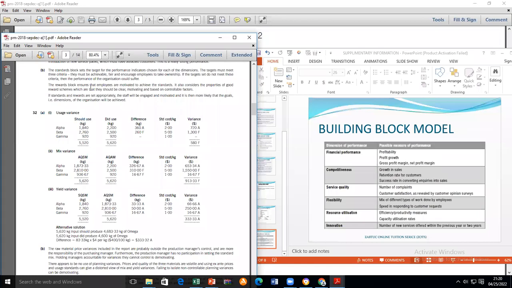The reward block ensures that employees are motivated to achieve the standards. It also considers the properties of good reward schemes, which are that they should be clear, motivating, and based on controllable factors. If standards and rewards are set appropriately, the staff will be engaged and motivated, and it is then more likely that the goals, that is the dimensions of the organization, will be achieved. Have we picked something from there? Yes, sir. Thank you, sir.